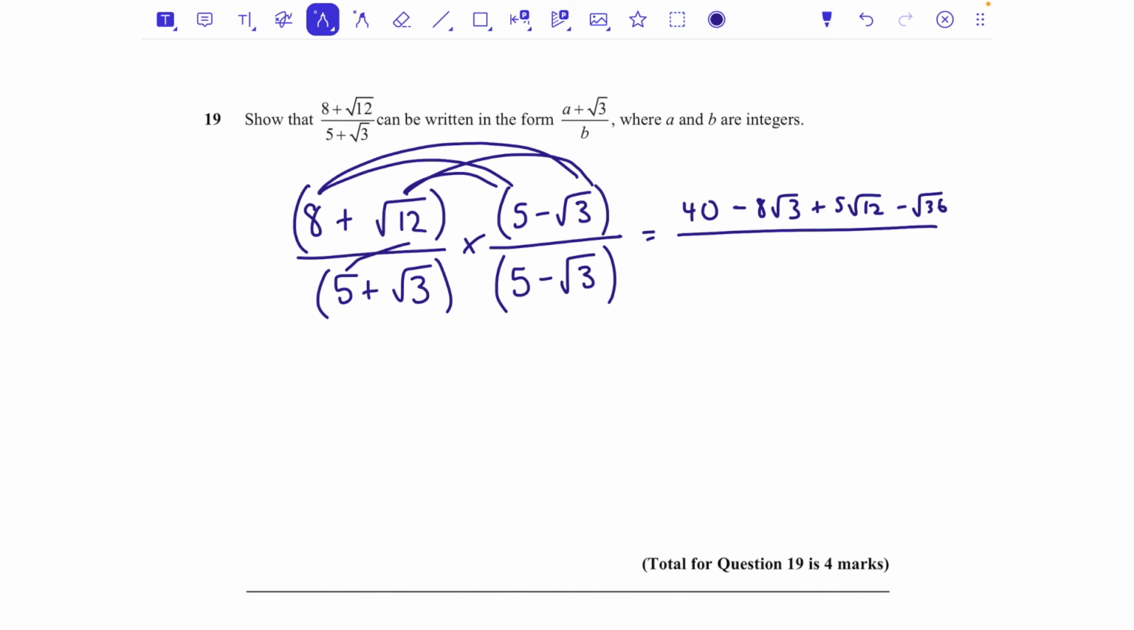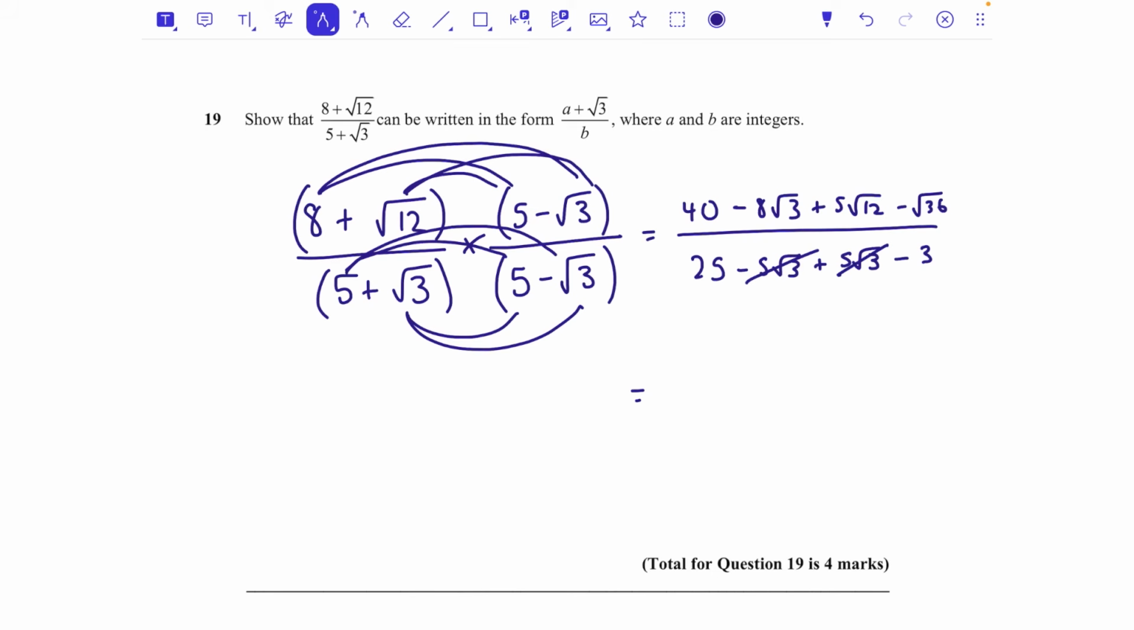5 times 5 is 25. 5 times minus root 3 is minus 5 root 3, but then we've got root 3 times 5, which is plus 5 root 3. And then we're doing root 3 times minus root 3, which is minus 3. Okay, and these two will always cancel out if you use that setup.